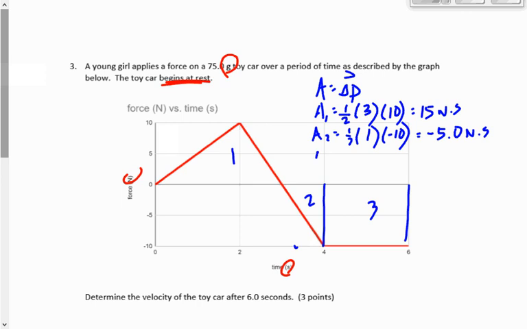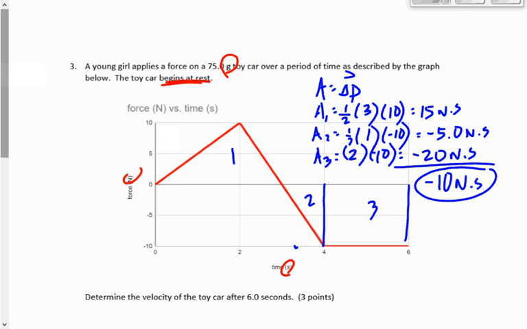Good. The third area is base times height. It goes from 4 to 6, which is 2 for the base. The height is 10, -10, I should say, which gives me, is that -20? We add those up, and we get, I think, -10 newton seconds as my area. Now, we're actually looking for the velocity of the toy car at the end of this after 6 seconds. That's fine. Listen, I wasn't asked for the impulse, but I always got to do it.